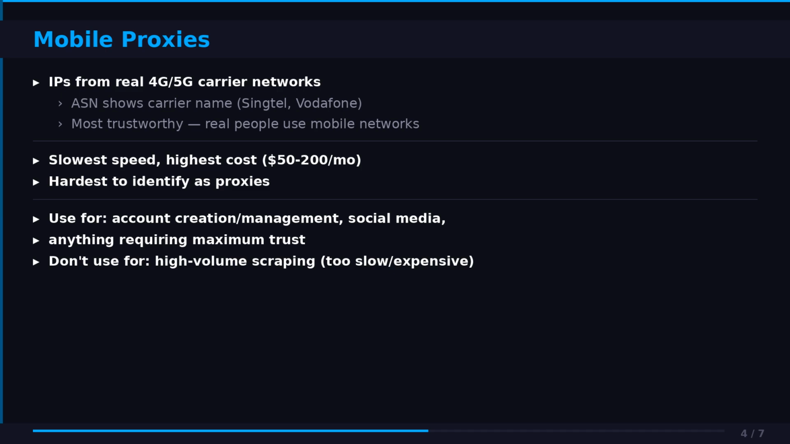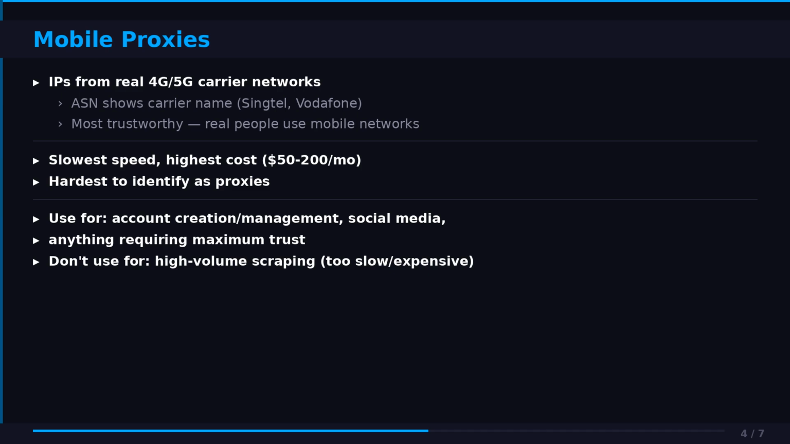Mobile proxies. These are IPs from real mobile carrier networks, 4G and 5G networks. When your traffic routes through a mobile proxy, it appears to come from someone's mobile phone on a carrier network like Singtel or Vodafone. Platform evaluation. The ASN lookup shows the carrier name. This is the most trustworthy type of proxy because real people predominantly use mobile networks. The platform sees this person is on Singtel, and that's a normal, common way to access the internet. Mobile proxies are the hardest to identify as proxies because they're not synthetic networks.